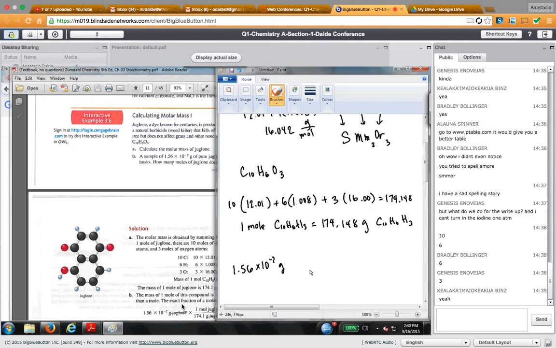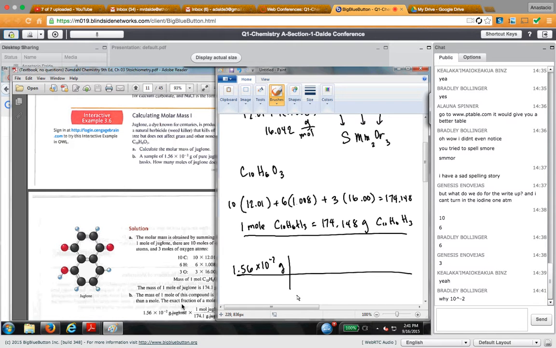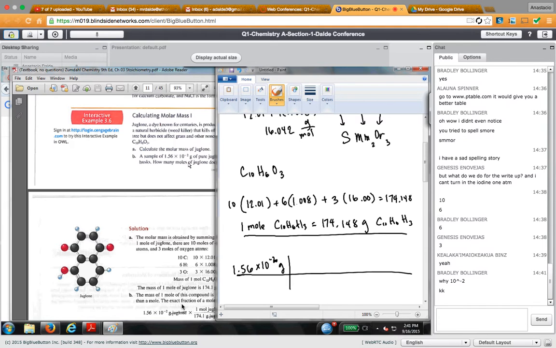Well, I know that 1 mole is equal to this, right? So I'm going to do that conversion game that I do. I think that maybe when I first introduced it to you, I made it something like this. Now, I'm going to have the 174.148 grams either on top or on the bottom. Which one do I have? Bradley's asking why the negative 2. The reason is because in the problem they told me 1.56 times 10 to the negative 2, because that's what they gave me.